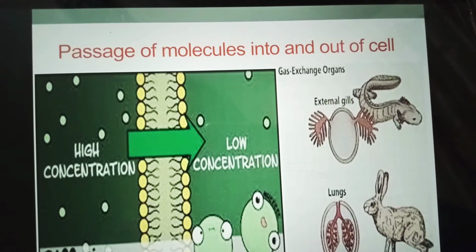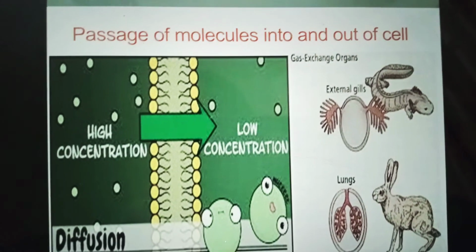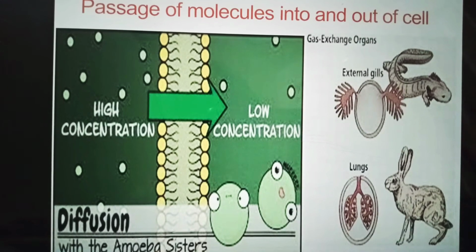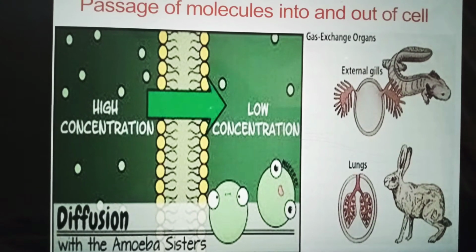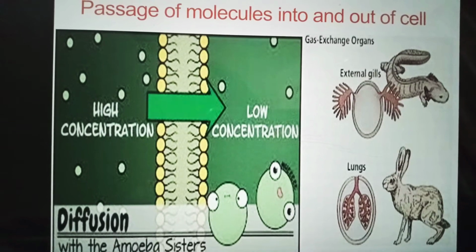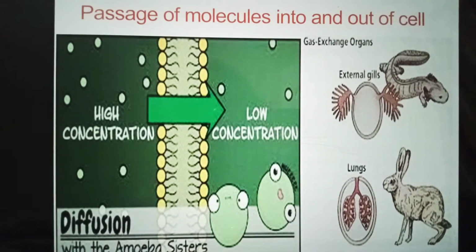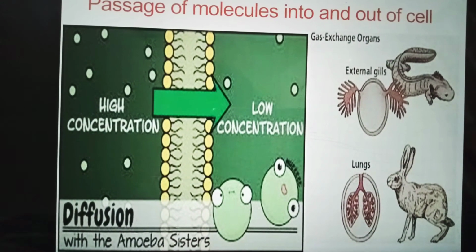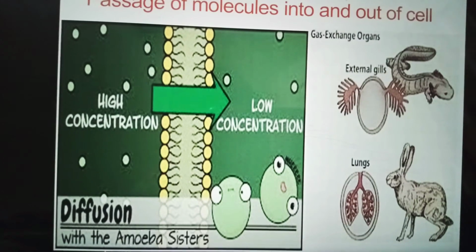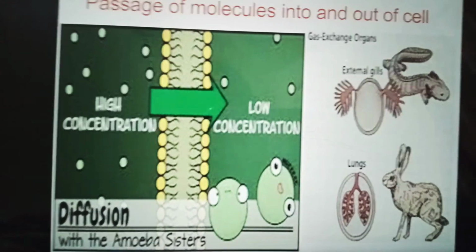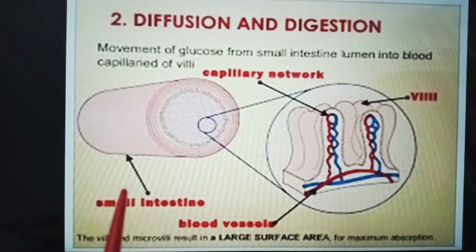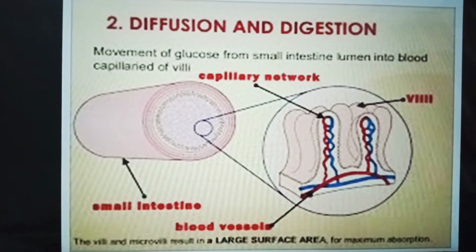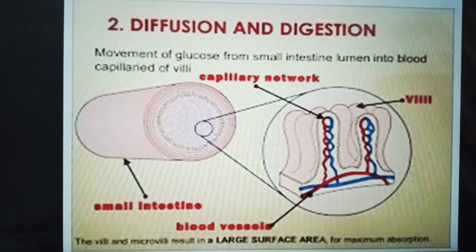So diffusion is one principal method of movement of substances into cells and within cells. Carbon dioxide, oxygen, and glucose can cross cell membranes by diffusion. Gas exchange in gills and lungs occurs by this process. Movement of glucose molecules from the small intestine into blood capillaries of villi is another example of diffusion.